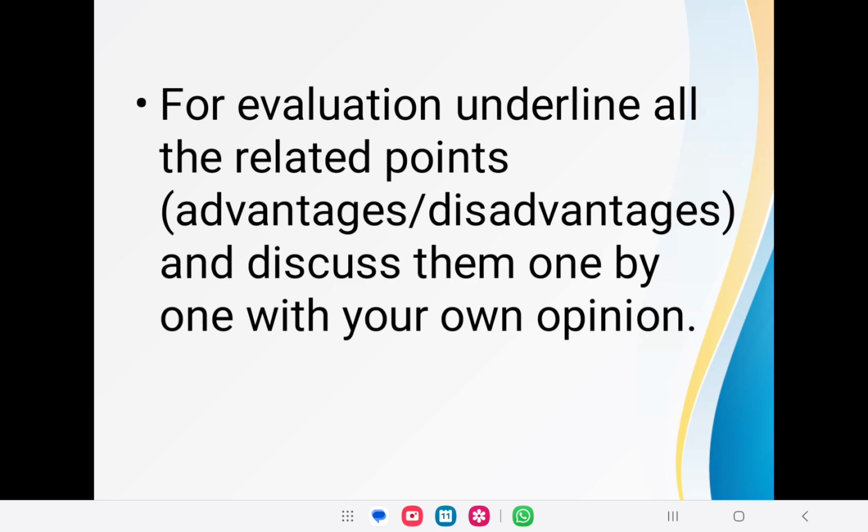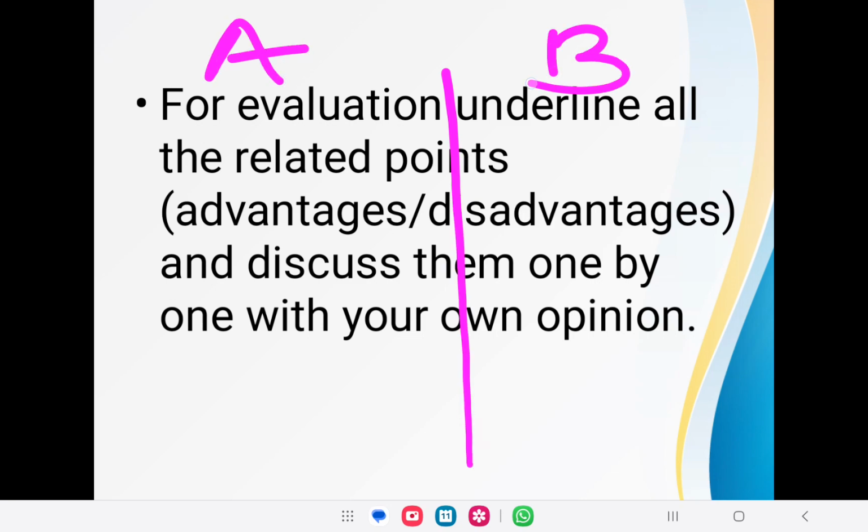I have other videos in which I have discussed the specific way of writing the first or second paragraph. I'll be doing it in the future also, where we will be writing one or two directed writing tasks together. For now, we just have to understand that for evaluation, we have two paragraphs here. This is text A, this is text B.